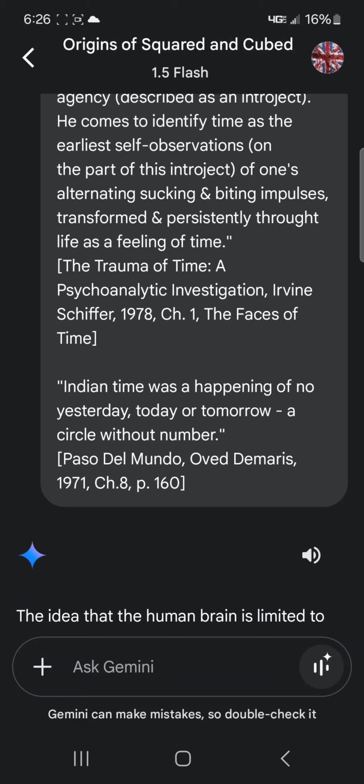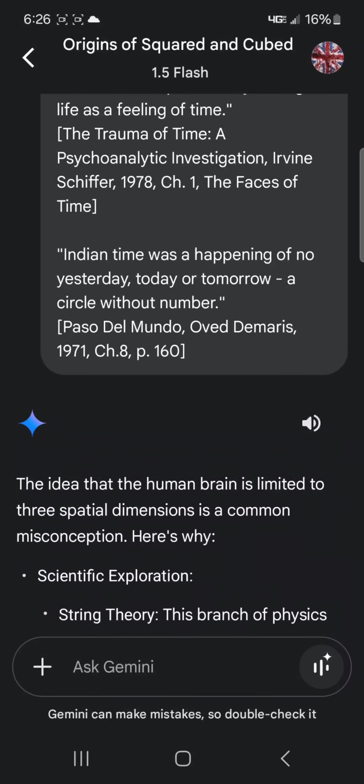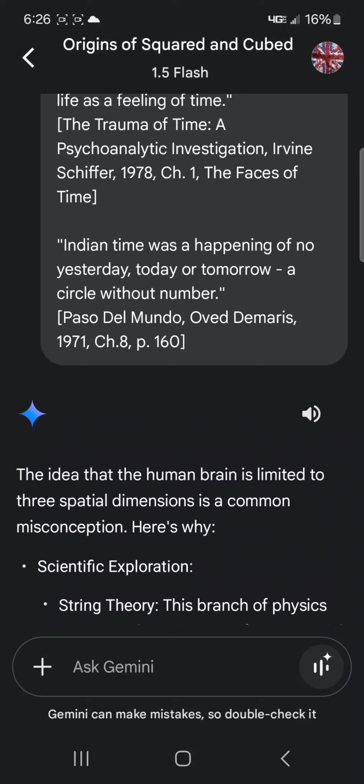The Trauma of Time, that's a horrible reading, good luck. The Trauma of Time, a psychoanalytic investigation, Irving Schreiber, 1978, Chapter 1, The Faces of Time. Quote, "Indian time was a happening of no yesterday, today, or tomorrow, a circle without number," close quote. Paso del Mundo, Ovid de Maris, 1971, Chapter 8, page 160. And this is what we consider Native America, but Native Mexican.